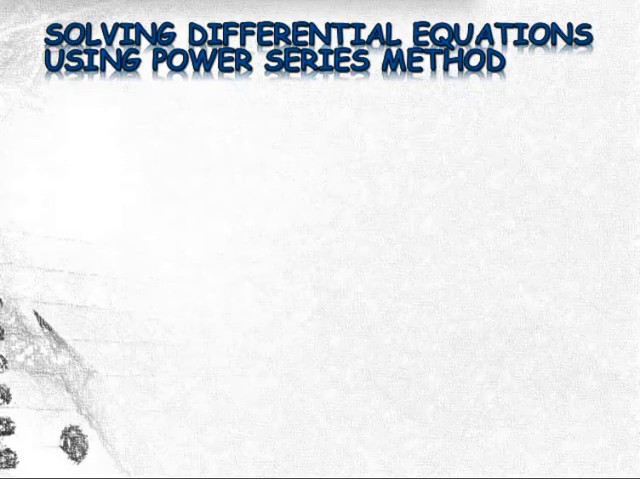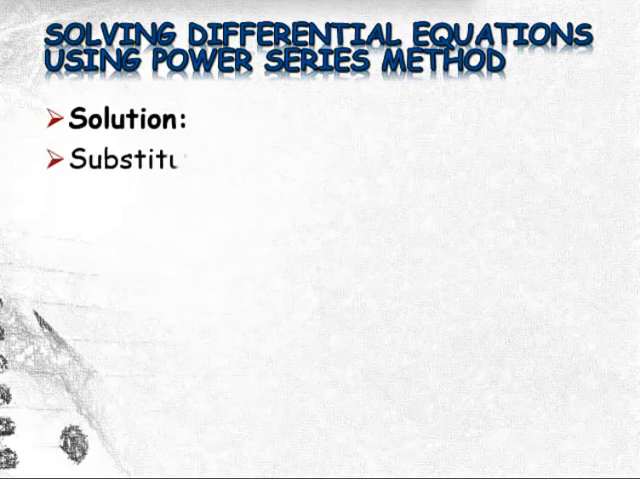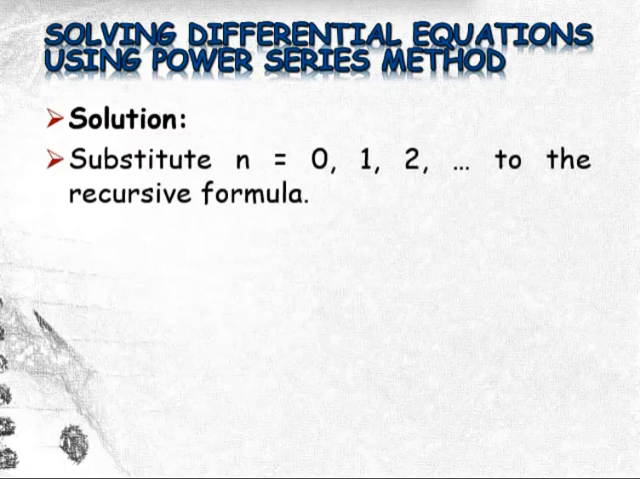From the recursive formula, we can find the coefficients of the power series. So we substitute n equals 0, 1, 2, and so on into the recursive formula. The recursive formula is a sub n plus 1 equals 3 times a sub n over n plus 1.